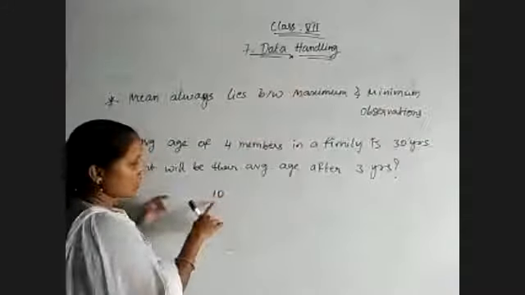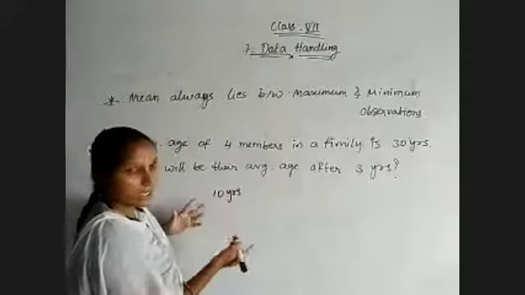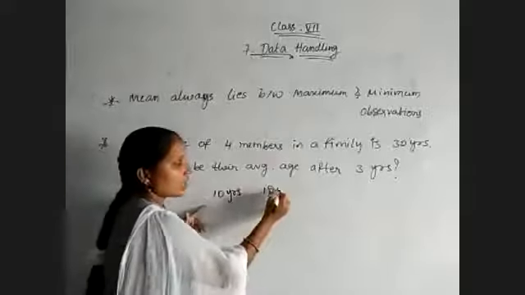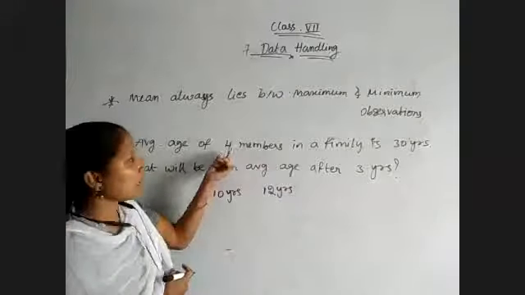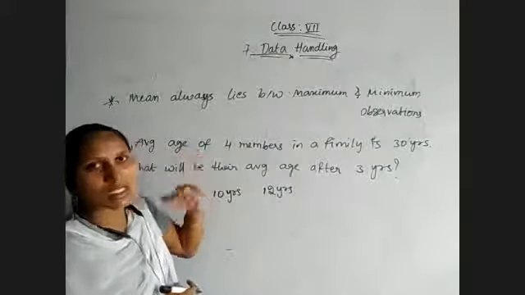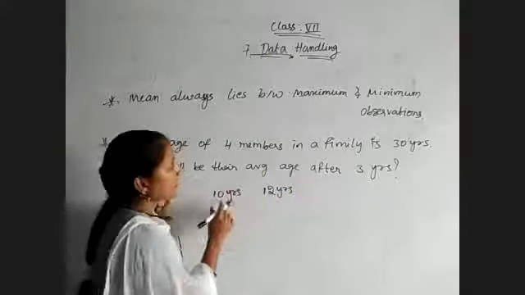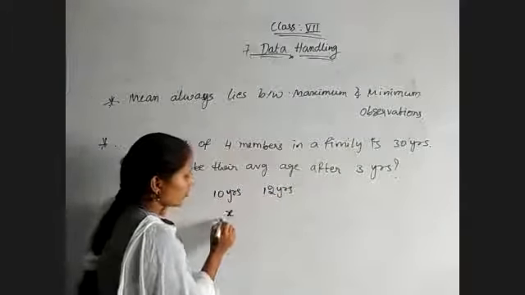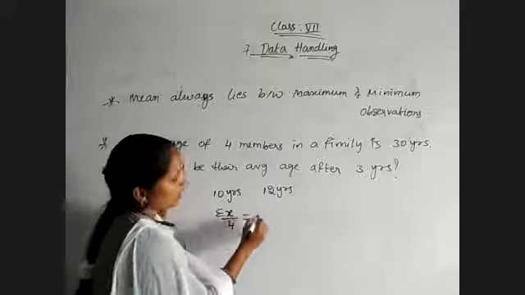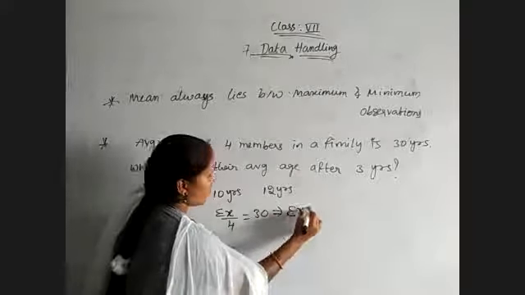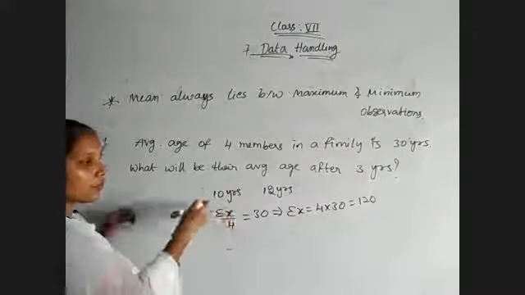For suppose one person's present age is 10 years. After 2 years, his age will become 12 years, 10 plus 2. Here each observation, the 4 members we are taking, is increased by the same amount. So in the first condition, the average age of 4 persons is 30 years. From this, the sum of those people will be 4 into 30, which is equal to 120, the sum of the 4 people before 3 years.